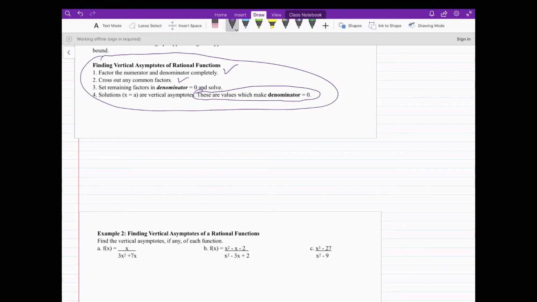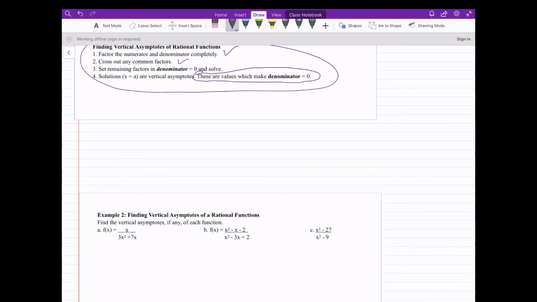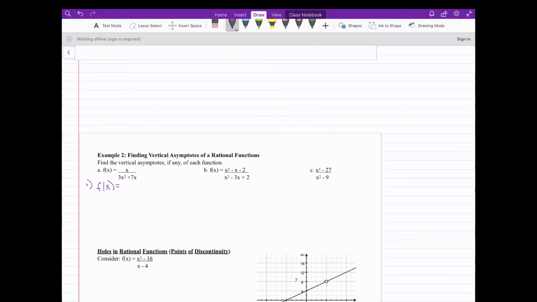So just doing a couple of these examples, I'm going to leave the steps up for a little bit. I'm going to do this first one. So the first step, if we come up here, says factor the numerator and denominator. So I'm going to do that. If I write this out, I'm going to move this up just a little bit. First step is going to be factor.